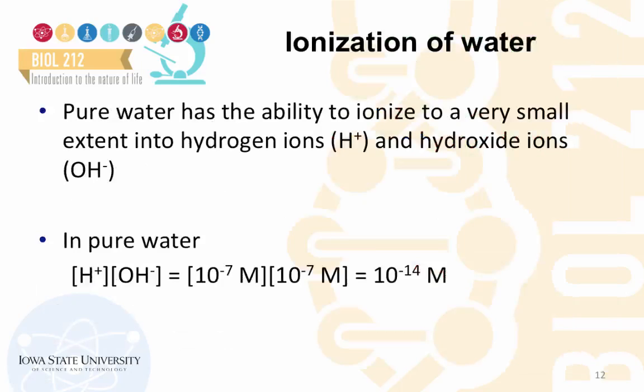Pure water has the ability to ionize to a very small extent into its constituent hydrogen and hydroxide ions. The concentration of these ions is 10 to the power of -7 molar, and the concentrations of both the populations are equal to each other.